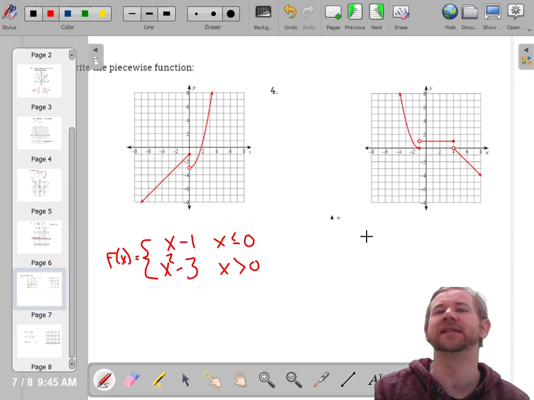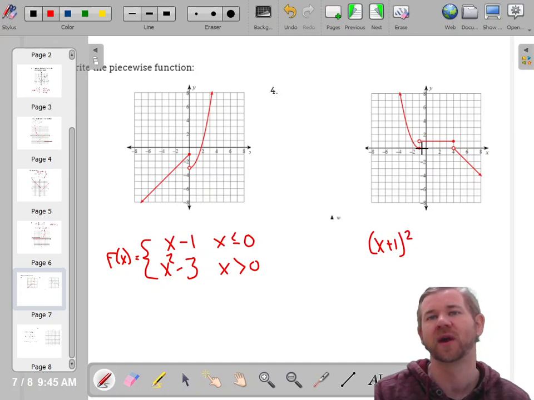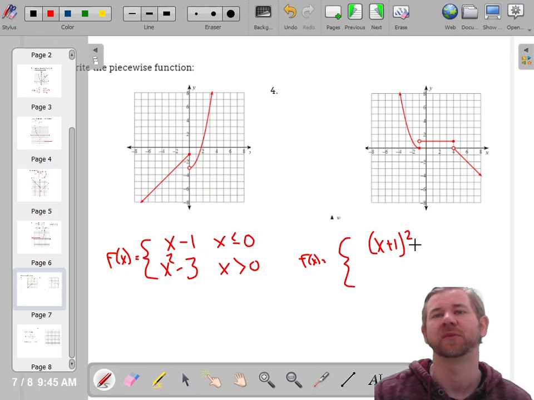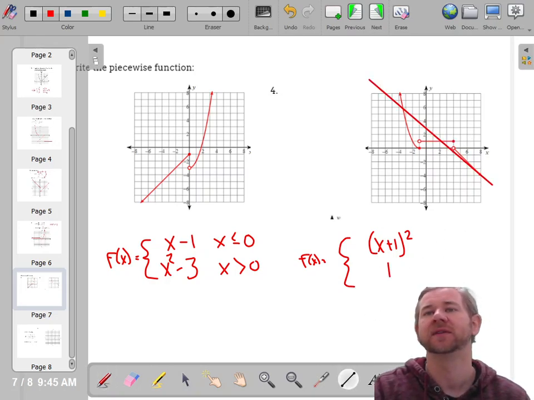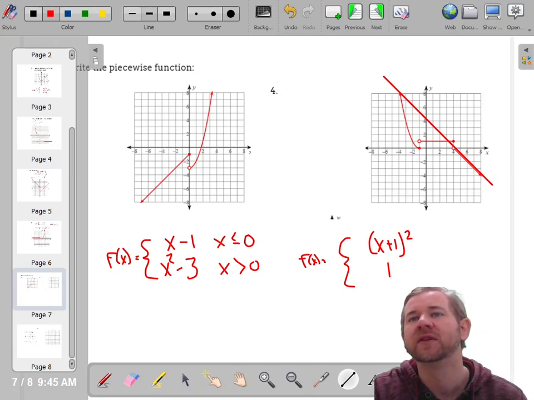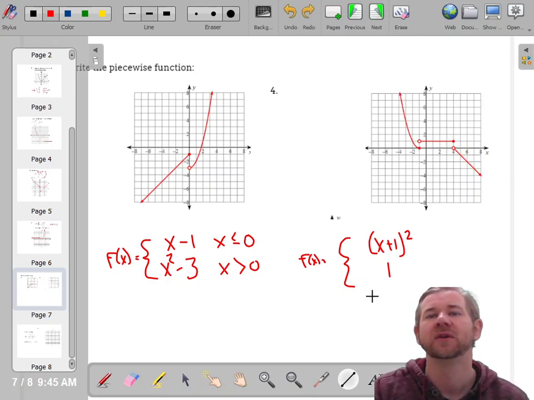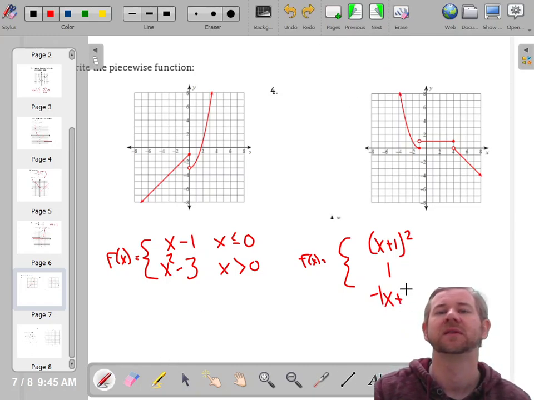This one has 3 pieces. That's a parabola that is shifted left 1. So we'll say x plus 1 squared. And let's see, I'll do f of x equals, curly brace. This is a horizontal line, y equals 1. And this is a line, let's see, what's the slope? -1, and the y-intercept is at 4. So -1x plus 4. Oops, plus 4.